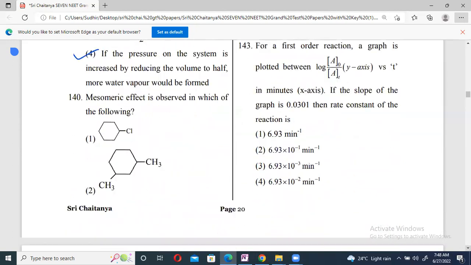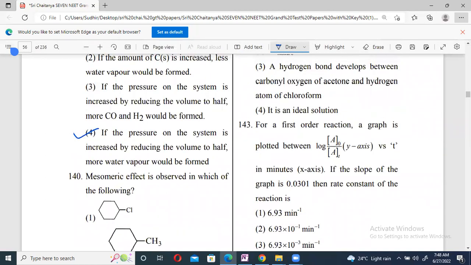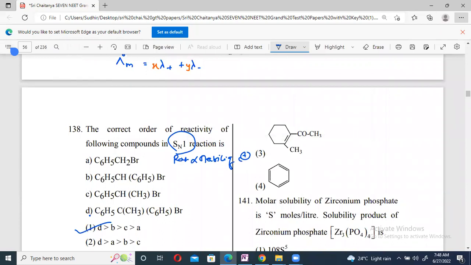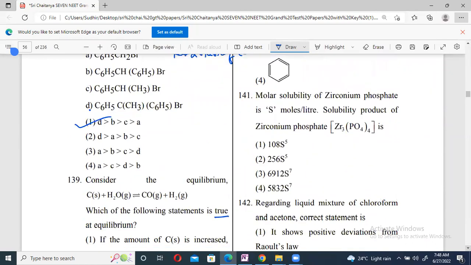It's a simple one. Mesomeric effect is observed in which of the following compounds? It should have unsaturation. Options 1 and 2 are not possible, so here benzene is not there. Option 3 is correct, where the mesomeric effect can be seen, because the C double bond O is there. Pi, sigma, pi, it has resonance and it will show the mesomeric effect.